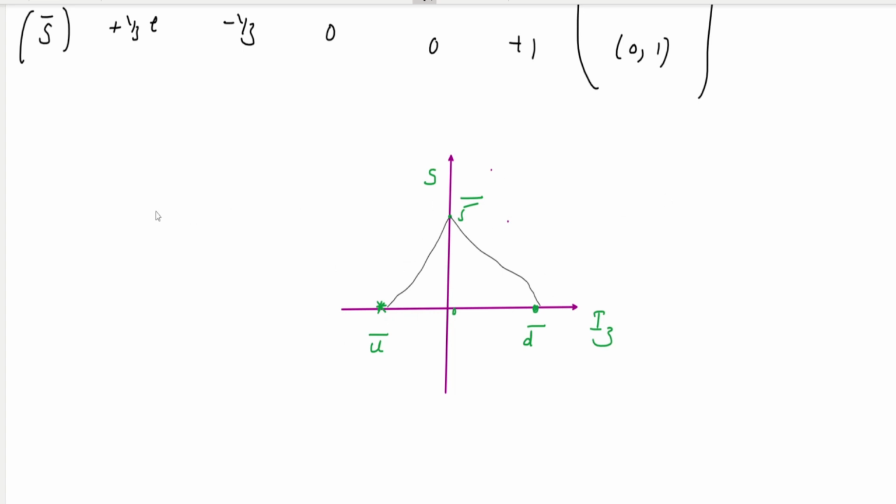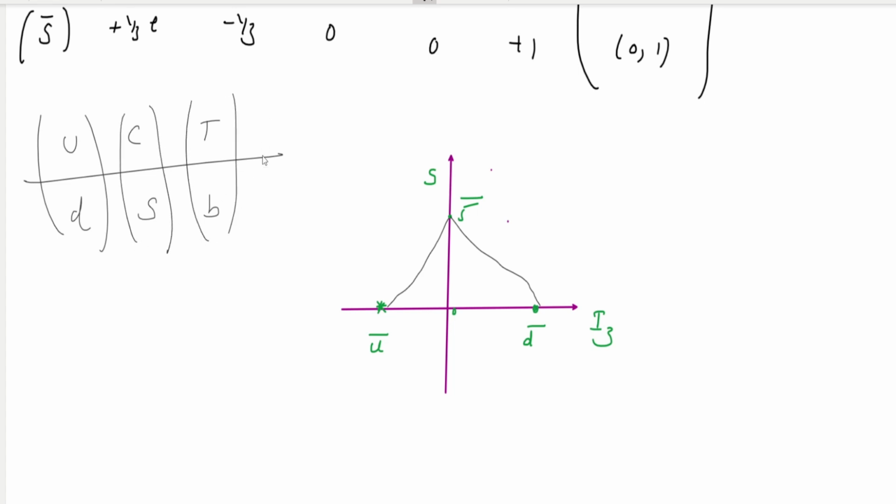So if you remember this arrangement, up, down, then strangeness number at the bottom, top and bottom, you can remember it. Whatever up-type quarks are there, their charges are plus 2 divided by 3, and the bottom part, these quarks have charges minus 1 divided by 3 e. So this is the shortcut to remember these charges.